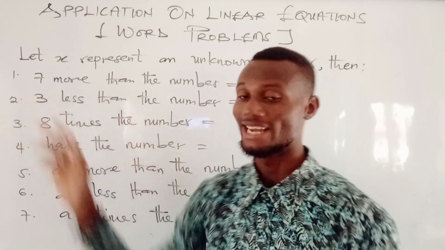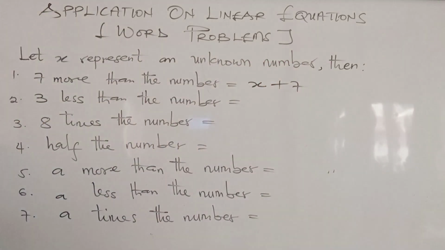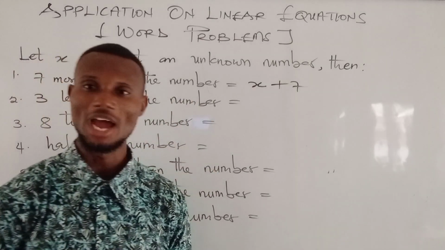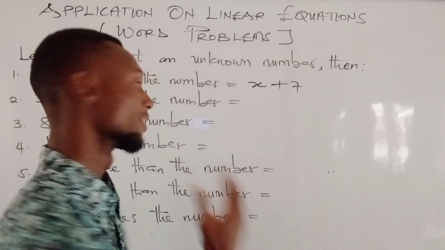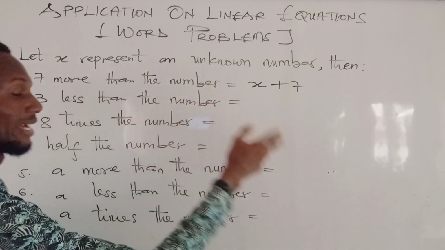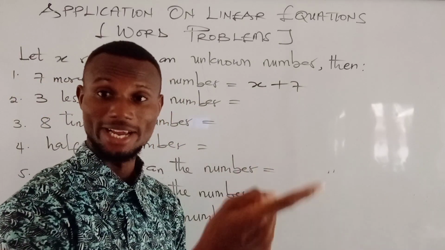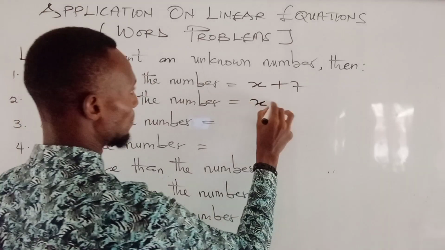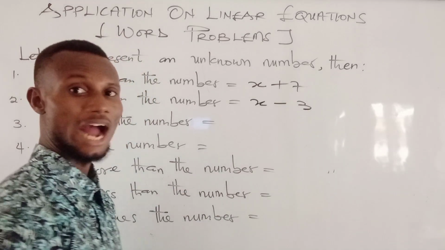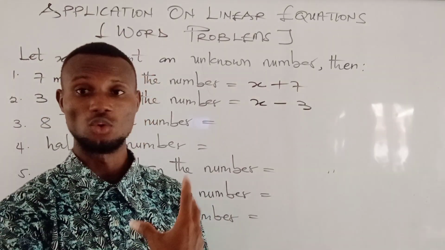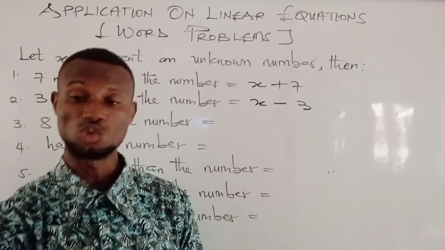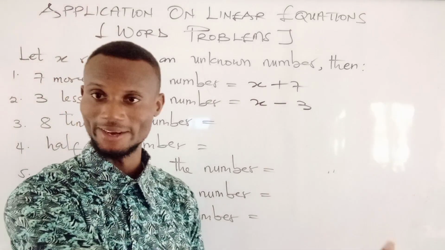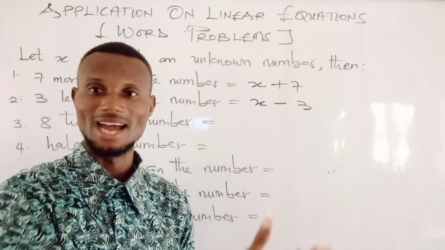Let's take a look at the second one. It says 3 less than the number. Again we are writing an expression in terms of S, and the number is S. So 3 less than the number is going to be S minus 3. I hope you agree with me up to this point. The unknown number here is S, so 3 less than the number means the number minus 3.